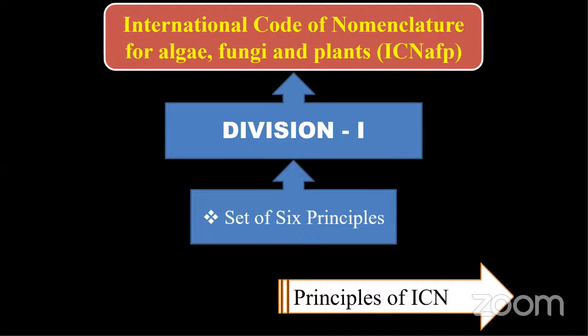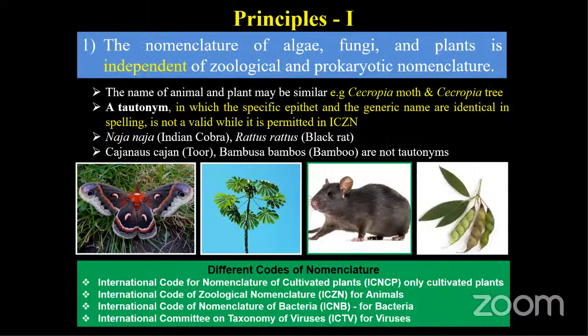So this is a very important topic of your syllabus because it is included in your syllabus, and most of the times the questions will be asked on examination within the principles of ICN. So let's start with principles of ICN. The nomenclature, the first principle of ICN, there is actually a set of 6 principles.